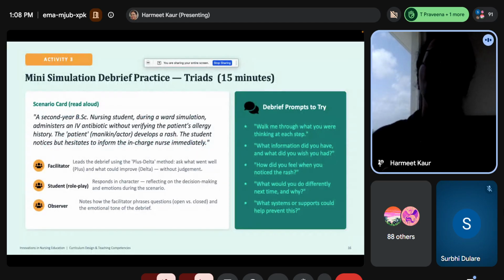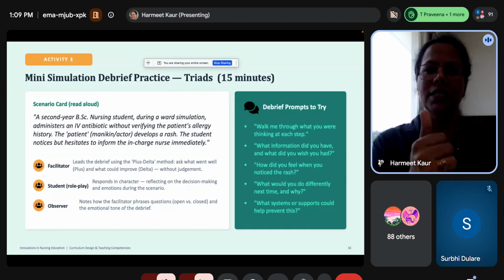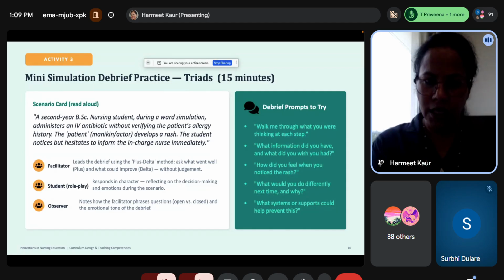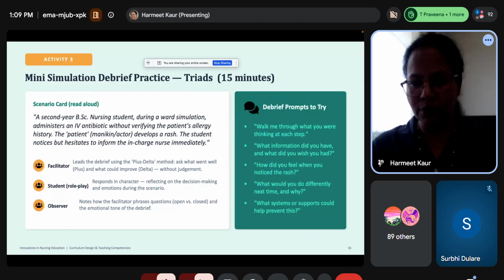Okay, so simulation has three steps: pre-brief, simulation scenario, and debrief. In the pre-brief, you have to talk about the scenario clearly. You have to give the statements that we are not judgmental. Okay, we are non-judgmental. You should not feel that you are just being observed to see what steps you are following, and you have to be open when you are doing the work.